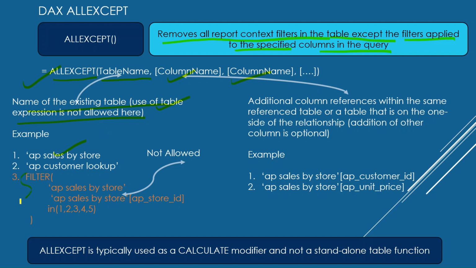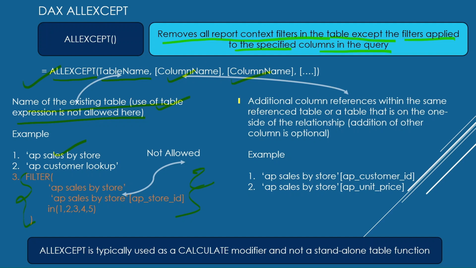This is the filter context. With the help of the FILTER function, we are creating a table. So this table will not be allowed as an input parameter of the ALLEXCEPT function. It will always allow only a physical table.